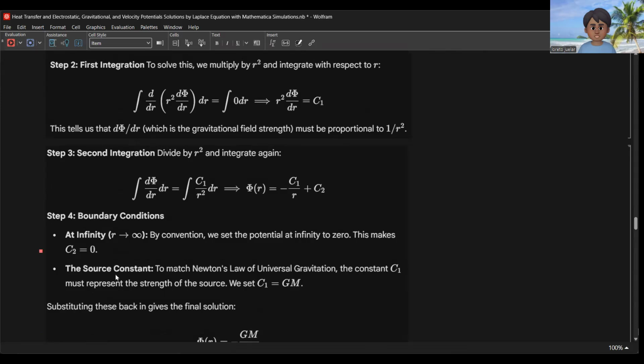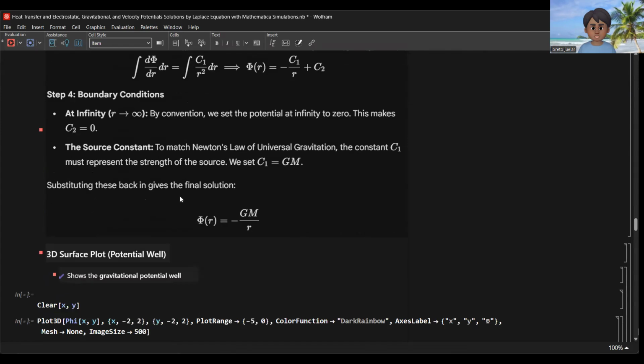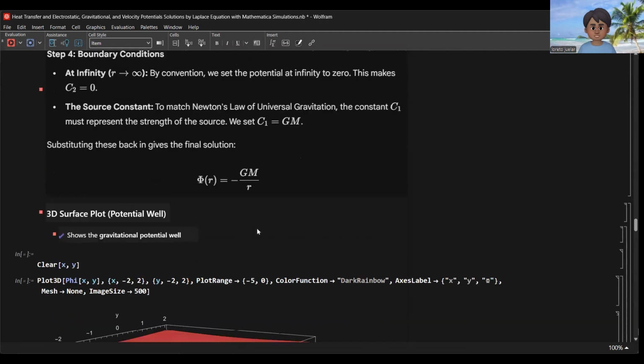So we have the boundary conditions here. At infinity, R approaches infinity. By convention, we set the potential at infinity to 0. So this makes C sub 2 equal to 0. To match Newton's law of universal gravitation, the constant C sub 1 must represent the strength of the source. So we set C sub 1 equal to Gm. So substituting this back gives the final solution: phi of R is equal to negative Gm over R.